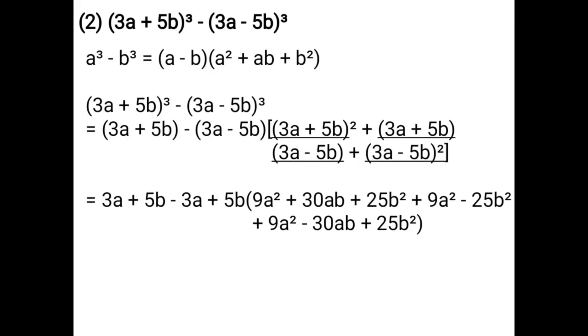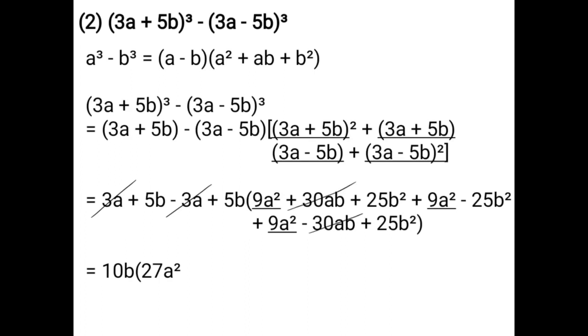Next step, 3a minus 3a gets cancelled because 3a minus 3a is 0. You have to add 5b plus 5b. The answer is 10b. Then in the second bracket, like terms which are same, underline them and then solve. You have to add 9a square plus 9a square plus 9a square. 9 plus 9 plus 9, how much? 27. That is, in bracket 27a square plus 30ab minus 30ab gets cancelled.